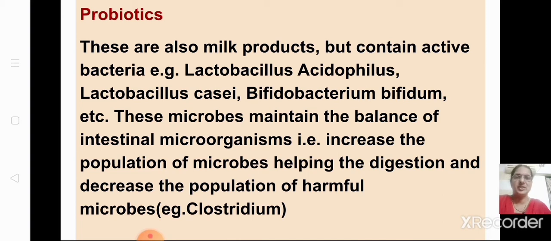When you get an infection or a stomach upset, you will have harmful microorganisms like Clostridium in your intestine. These harmful microorganisms can be washed out or removed from the body with the help of probiotics, and they will increase the good microbes inside your body, which is useful for digestion.